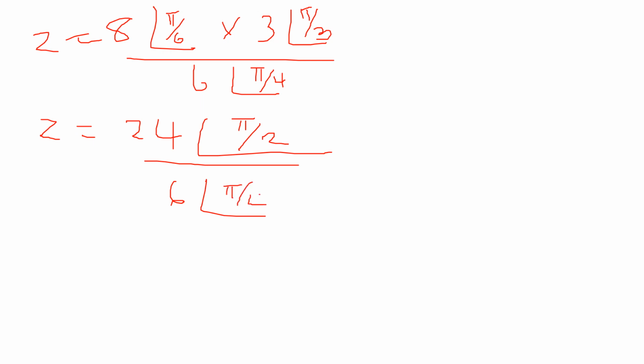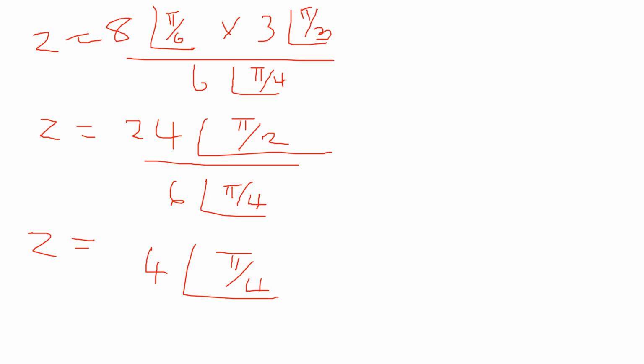Okay, so you do the very same thing. When you divide polar forms, you divide the coefficients and then you subtract the angles. So it's going to be 24 divided by 6, which will give us 4. And then the angle is going to be pi over 2 minus pi over 4, so it will give us pi over 4.